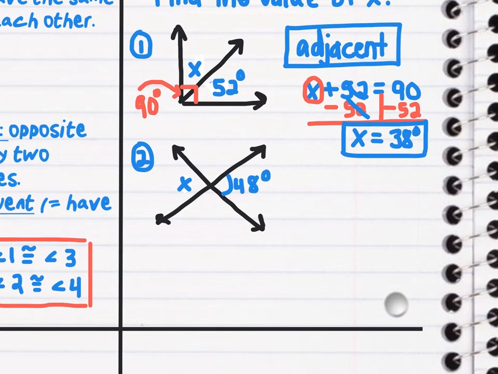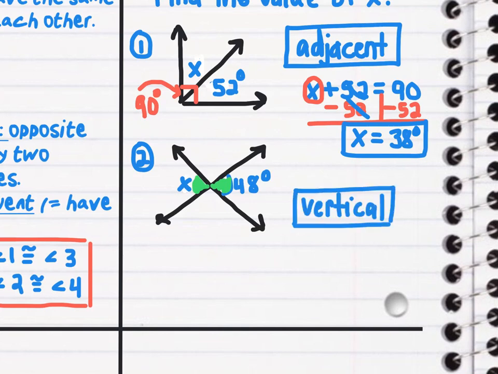On problem 2, we first have to identify if they're adjacent or vertical. So we have x and 48 degrees. So here, these are not adjacent. They don't share a common side. They're opposite. In fact, if I were to color this angle green and color this angle green, they don't really touch each other except for that vertex, okay? So because they're vertical angles, we're going to first write vertical. So please write vertical and box it.